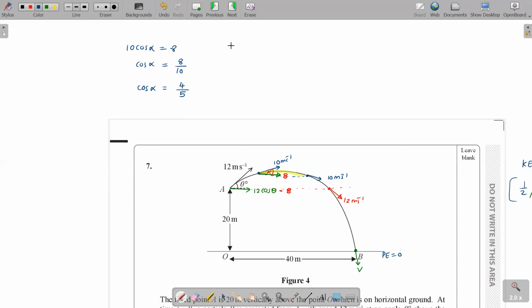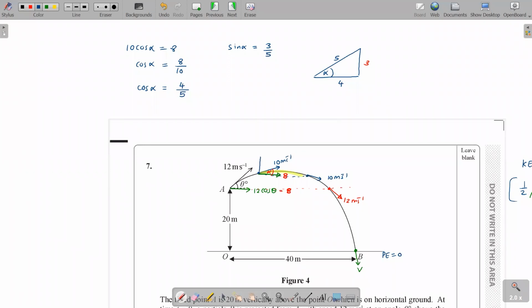So I can get the sin alpha value. What's sin alpha, if cos alpha is 4 over 5? Cos alpha is adjacent over hypotenuse. I draw a right angle triangle. What is the opposite? 5 squared minus 4 squared, square root, which is 3, right? So sin alpha is opposite over hypotenuse, which is 3 over 5. Is that okay?